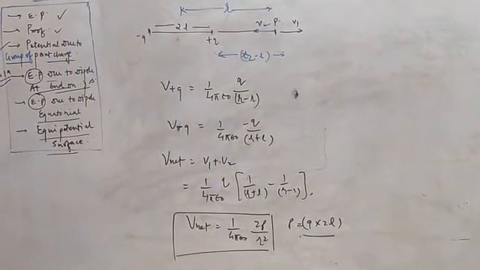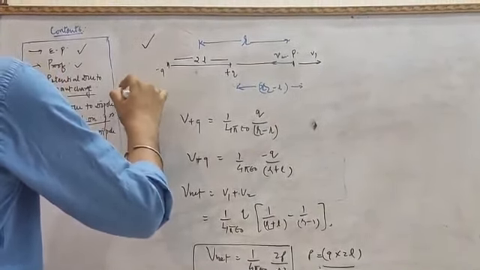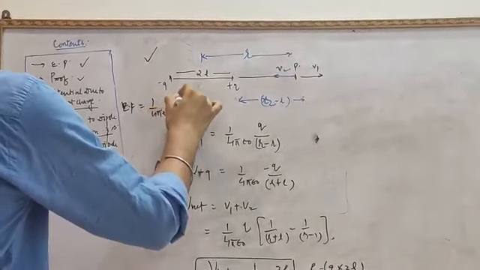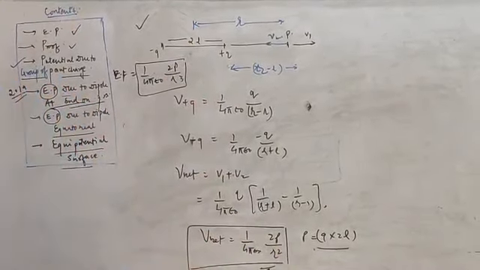All of you have already solved this derivation in the case of electric field. There we will find the value of electric field due to a dipole at the axial position equal to 1 upon 4 pi epsilon naught 2p upon r cube. Here we will find the value 2p upon r square.